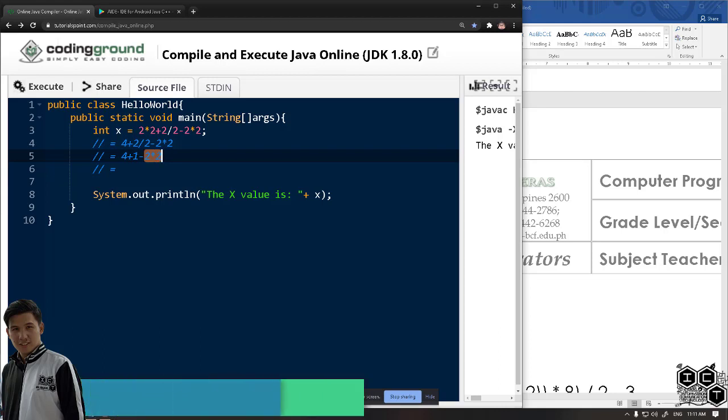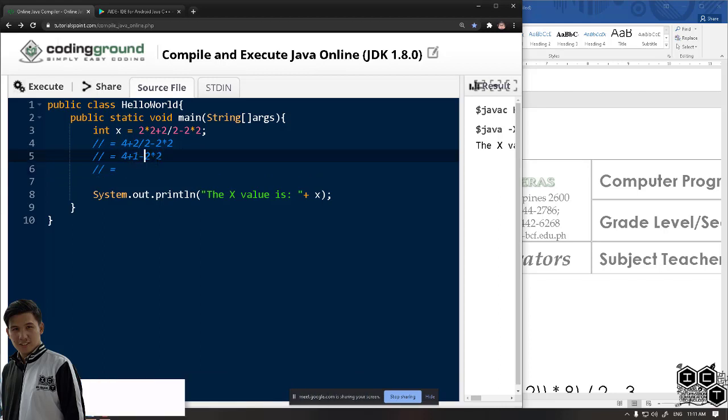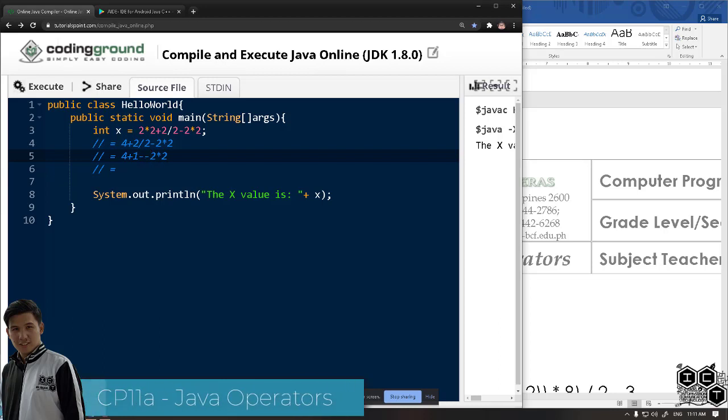times for the multiplication. Hindi nyo pwedeng sabihin negative 2 ha? Hindi. Hindi pwede. Kung may negative na akong ilalagay, nakaganyan na yan. Pagka may negative, nakaganyan na yan. Okay? So again, on this part of the code natin, ang i-execute pala natin is 2 times 2. Diba? So 4 plus 1 minus 4.